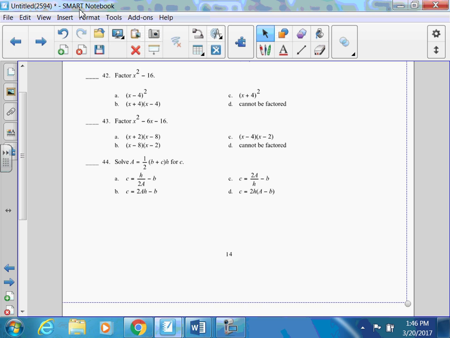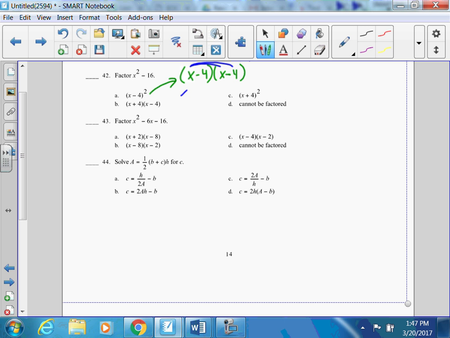42, factoring again. And if you don't know how to factor, you can always take your answers and FOIL them out. So if we do that, we take this answer and FOIL it out. It's going to be x minus 4 and x minus 4. And we're going to multiply x with both terms.